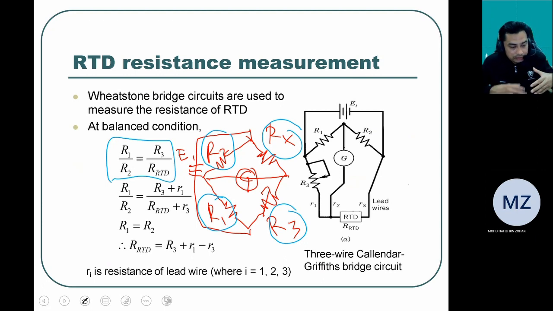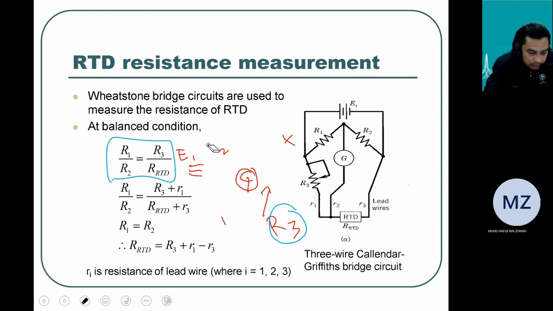So again, R1 over R2 is a fixed value, and now if Rx has a different value, an increased value, we must change R3 so that it will balance and make sure that the G value is zero. Whenever the G value is zero, that means we stop adjusting R3, and then we look at what the value for Rx is.